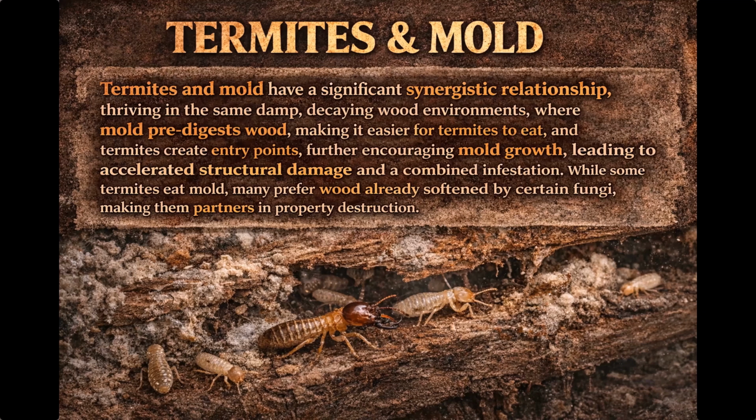Let's look at termites, for example. According to the internet, termites and mold have a significant synergistic relationship, thriving in the same damp, decaying wood environments, where mold pre-digests the wood, making it easier for termites to eat, and termites create entry points, further encouraging mold growth, leading to accelerated structural damage and combined infestation. While some termites eat mold, many prefer wood already softened by certain fungi, making them partners in property destruction. Moisture is the invitation and wood rot fungus is the welcome mat.